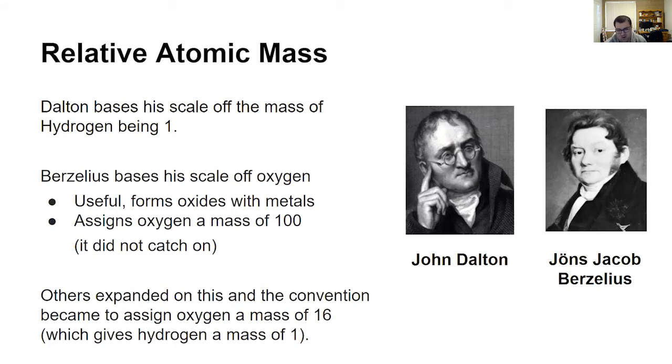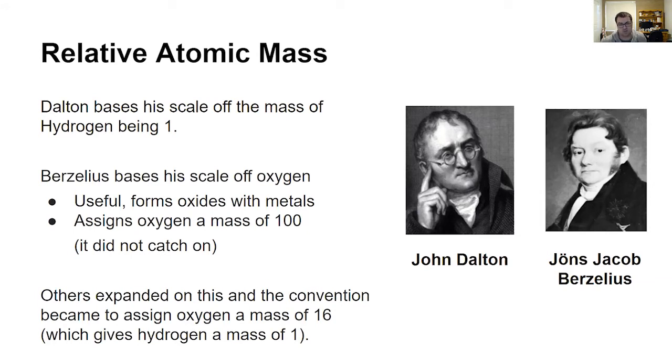But others later on expanded on this, and they kind of wanted to keep the idea of hydrogen having a mass of 1. And so what they did is they assigned oxygen a mass of 16, which is why it has the exact mass of 16.00, and scaled the masses of all other elements off of oxygen. This gives hydrogen a mass of 1. It's one of those things to take note.